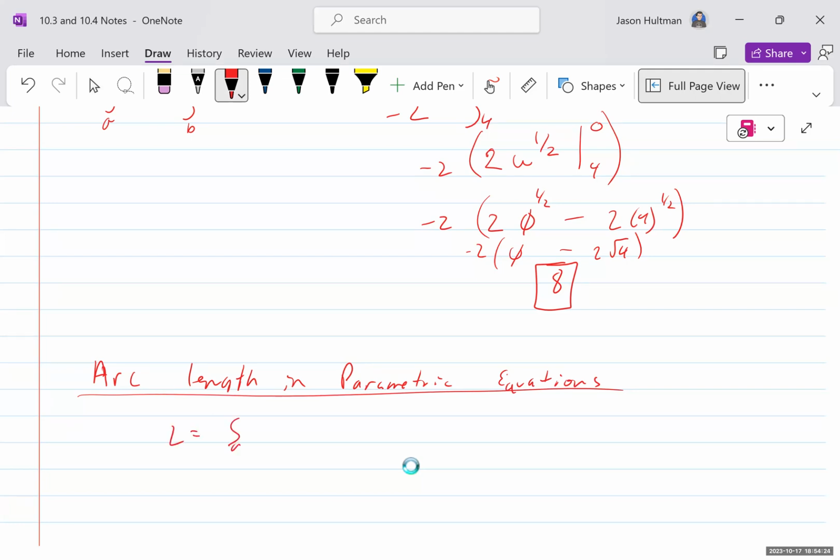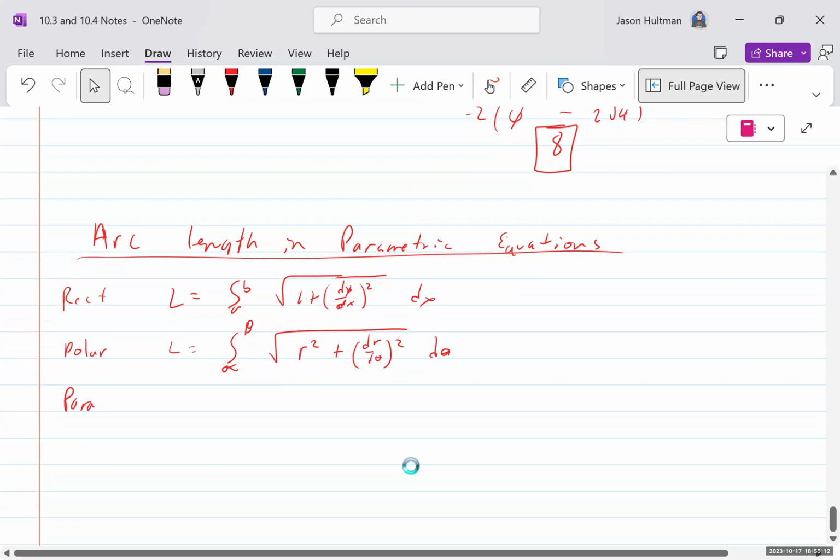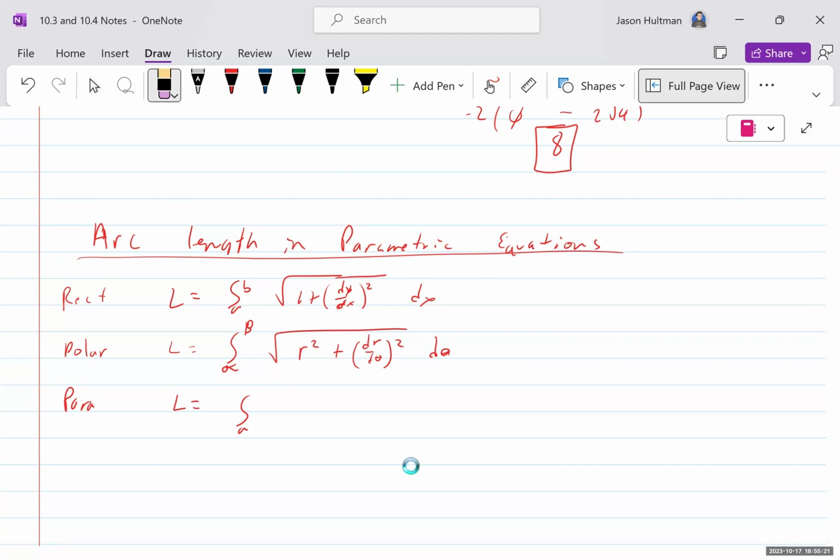So again, in rectangular, it was a to b of the square root of 1 plus f prime of x squared dx. We could replace that f prime of x with dy dx if it helps. Okay, maybe it doesn't. So this is rectangular. Polar, L is going to go from alpha to beta of the square root of r squared plus dr d theta squared d theta. And then in parametric, L is going to go from A to B or C to D, whatever you want to call it. Maybe we'll do C to D.